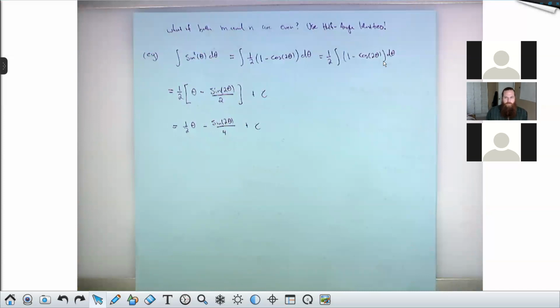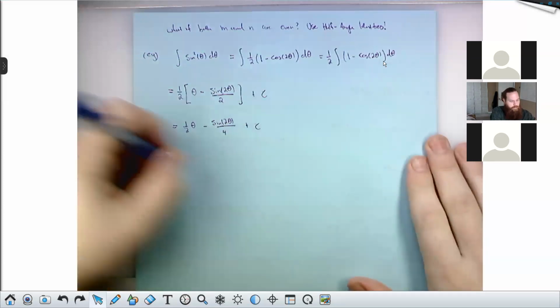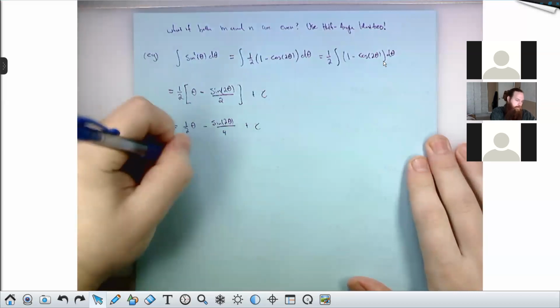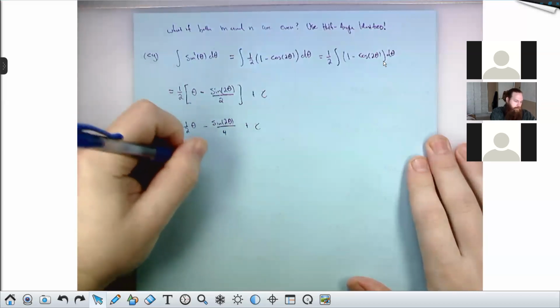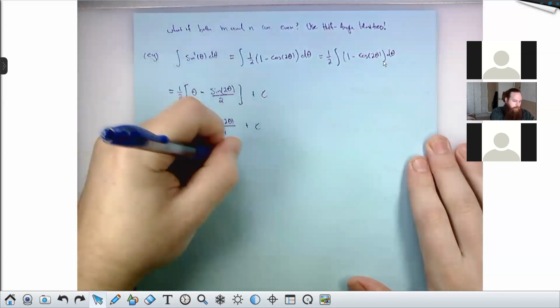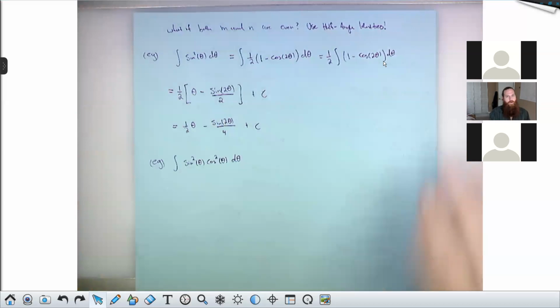Just like with the first case, I'm going to do 2 more examples for a total of 3 examples in each category. The next one I want to look at is sine squared times cos squared. The truth is that these are kind of unpleasant. They're not as nice.